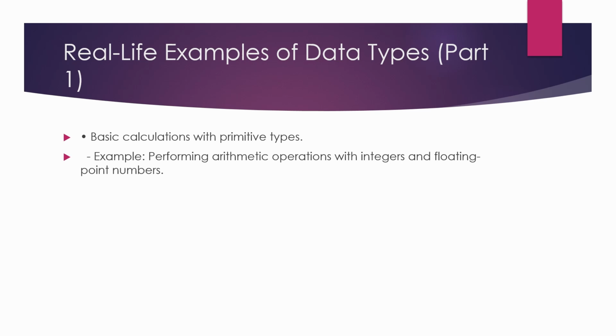Let's look at some real-life examples. First, basic calculations with primitive types. For instance, you can perform arithmetic operations with integers or floating point numbers. These operations are essential in most programs.